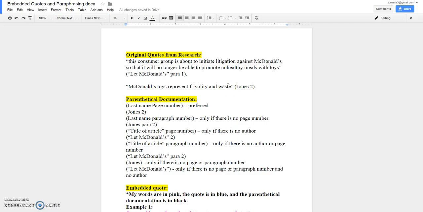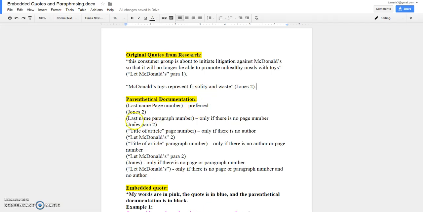Parenthetical documentation has a few rules surrounding it, and it is different for every source. The majority of the sources for a research paper are going to be either websites, databases, or books. And so for those, you would have the author's last name preferably, and then if there is no author, the title, and then you would have the page number preferably, and if there's no page number, if the paragraphs are numbered, you would put the paragraph number, and if there are neither page numbers nor paragraph numbers, you would put no numbers at all in the parentheses.